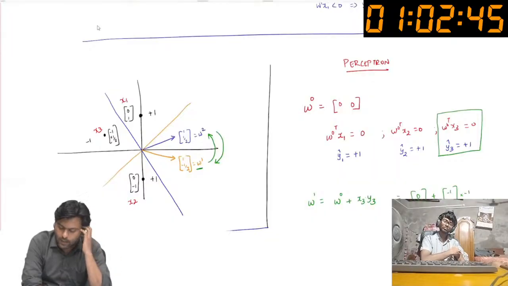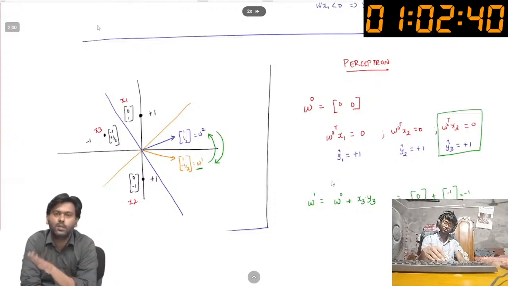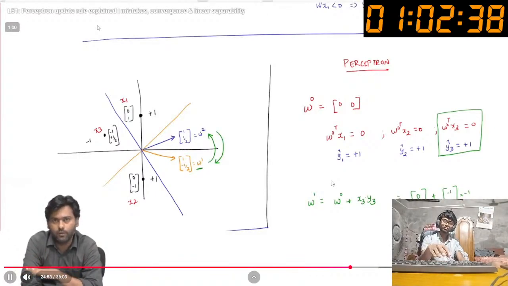So that means that we cannot say that if your data set is linearly separable, then the perceptron algorithm will converge, right? So that's not good enough. So that's the problem here.